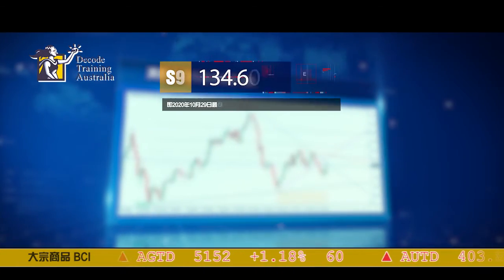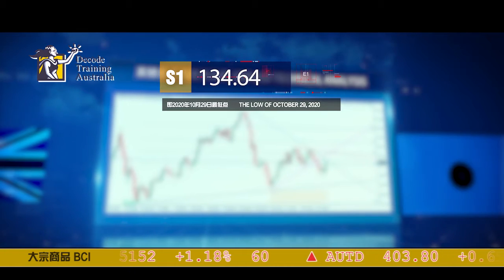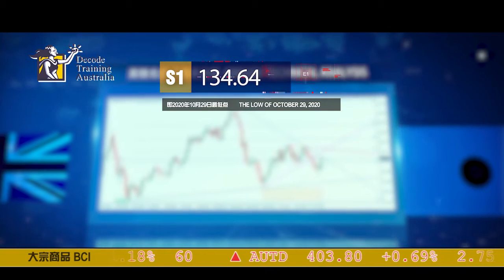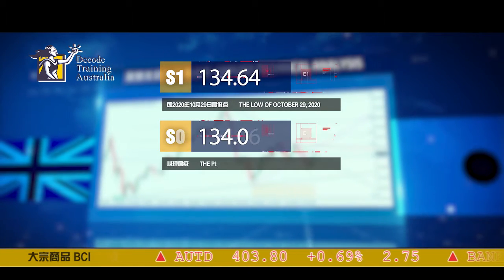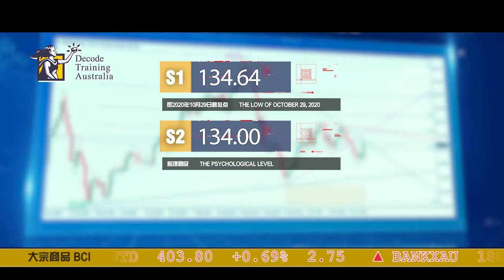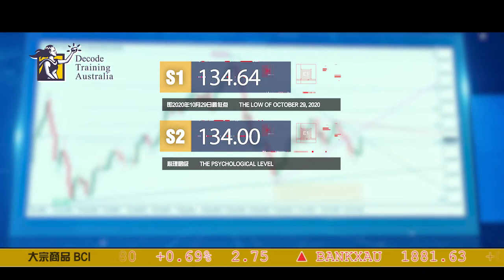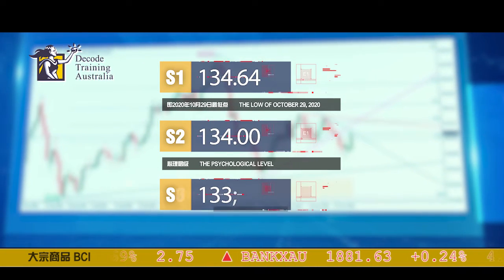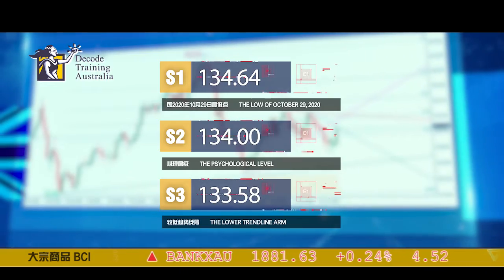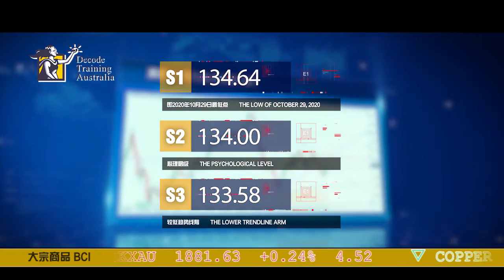On the downside, the price might find a few support levels that might prevent it from dropping below the listed price tags. At support 1, it will be 134.64, which is the low of October 29, 2020. At support 2, you'll be facing 134.00, which is a psychological level. At the third support, it will be 133.58, which is the lower trend line arm.